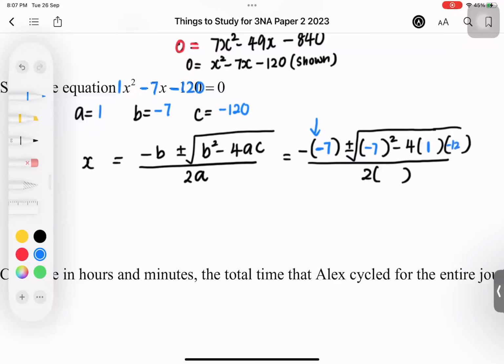4AC, -120 over 2A. Then now for me, I plug in my working already. 1 mark here. If no working, you give me only the answer, your answer will have no marks. You must give the working.